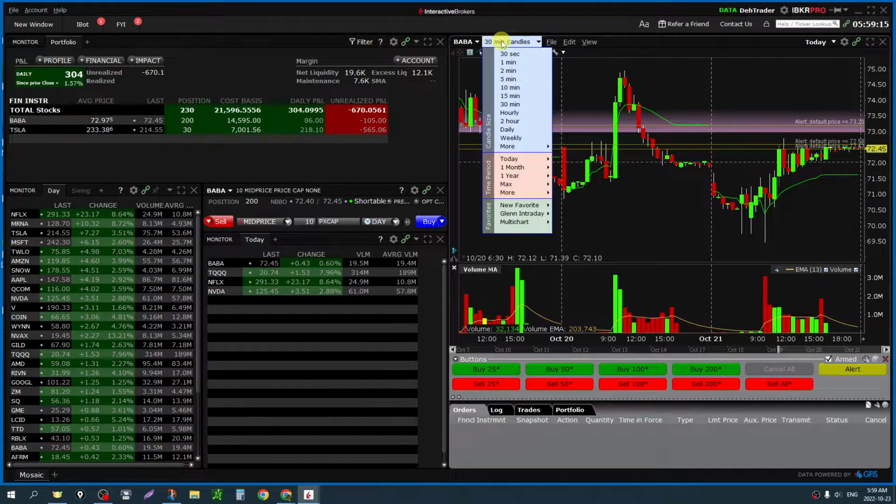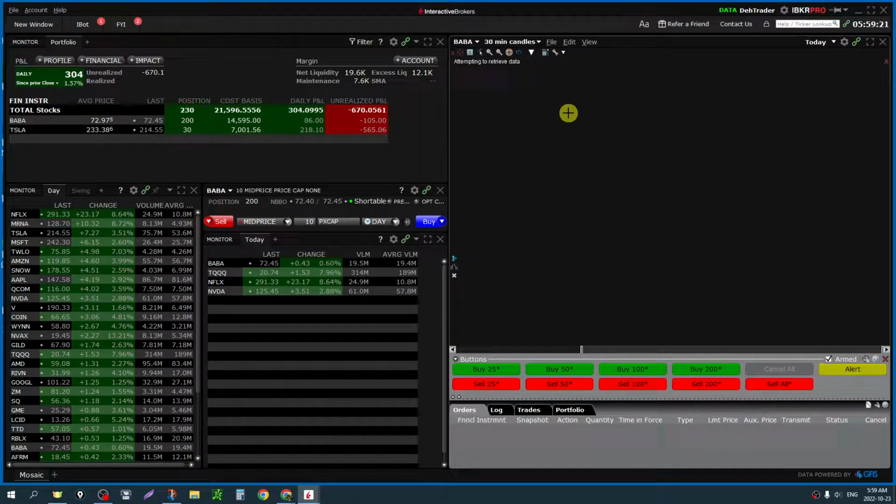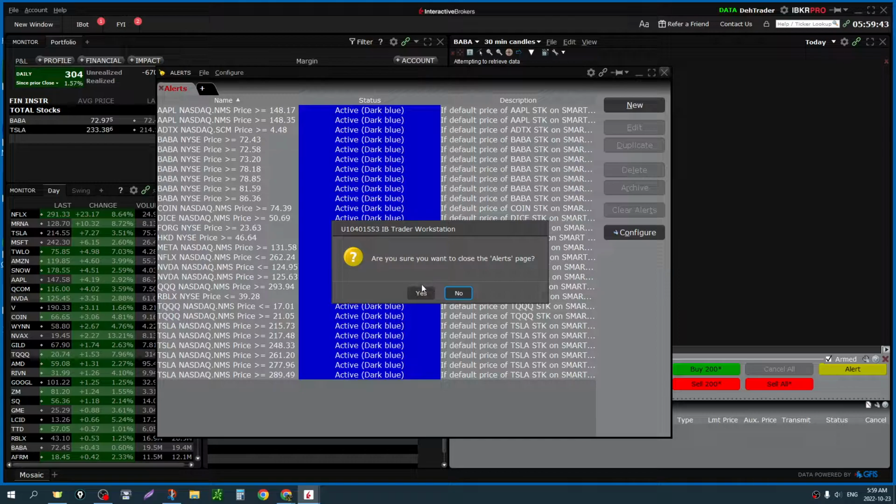Actually, BABA I think was going to break out. At least I hope it will, because I'm down $100. Really slow on data sometimes in this program. Anyways, this is my alert window. I close this off, but you can see I have a fair amount of alerts there.